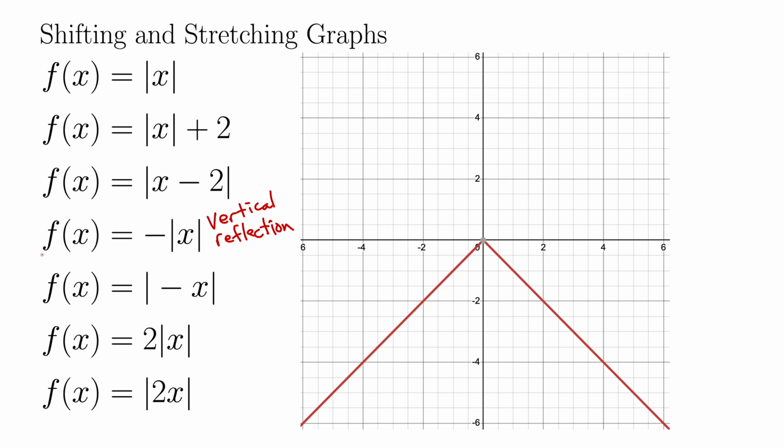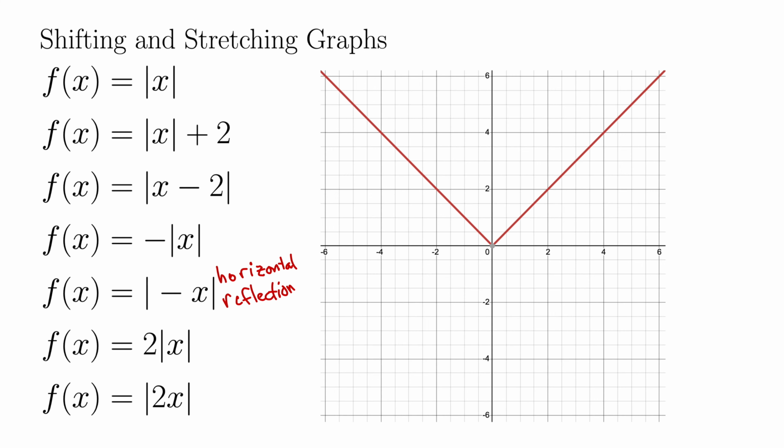Okay, moving on to the next one down here, we have f of x equals the absolute value of negative x. So that's going to be a horizontal reflection because the negative is now inside the function, in this case inside the absolute value. Now in this case, since our base function is the absolute value, which has symmetry about the y-axis, when we flip it horizontally, nothing's going to change. Here it is, and indeed it looks exactly like our original function f of x equals absolute value of x.